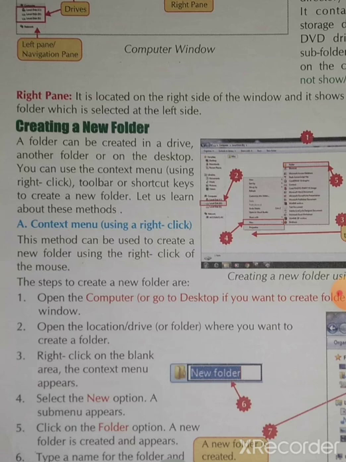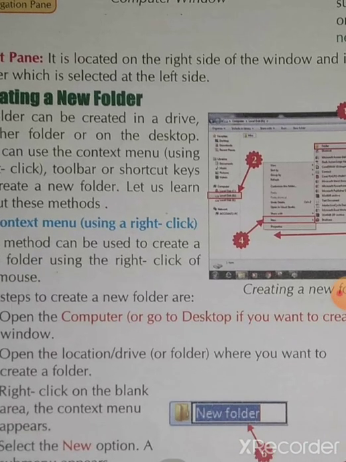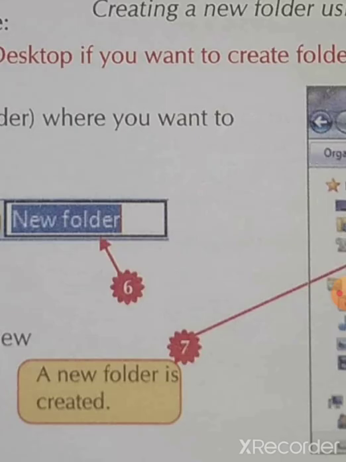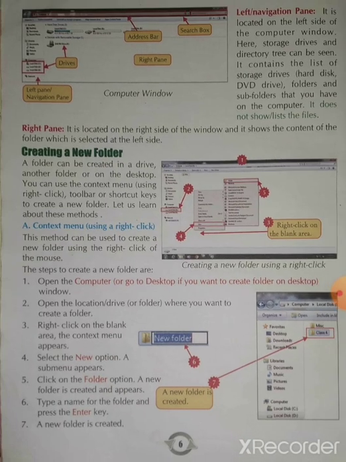Then step number 5, click on the folder option. Then the first option is for folder. A new folder is created and appears. Then that new folder, like this you can see, like this the new folder will appear, right? Step number 6, type a name for the folder and press the enter key.